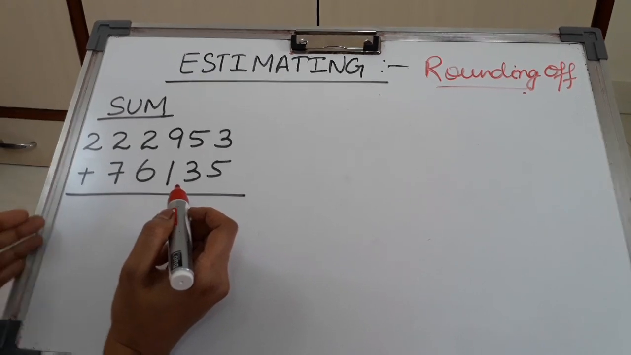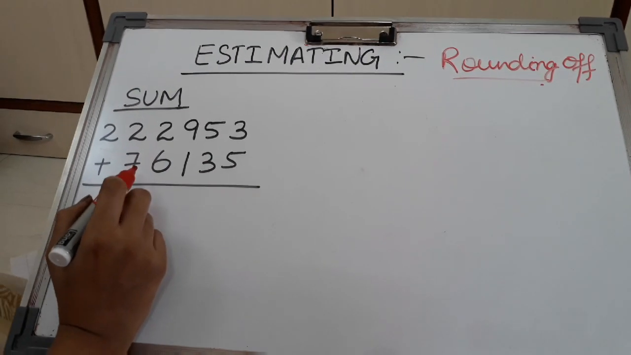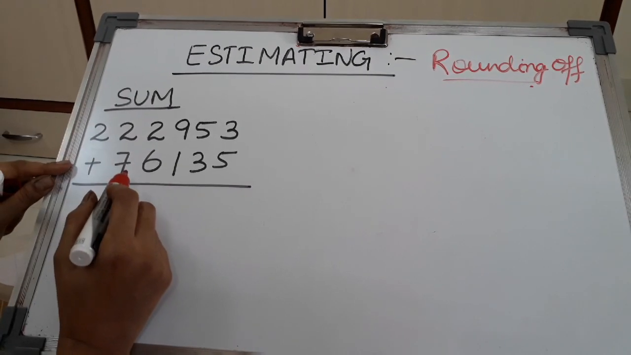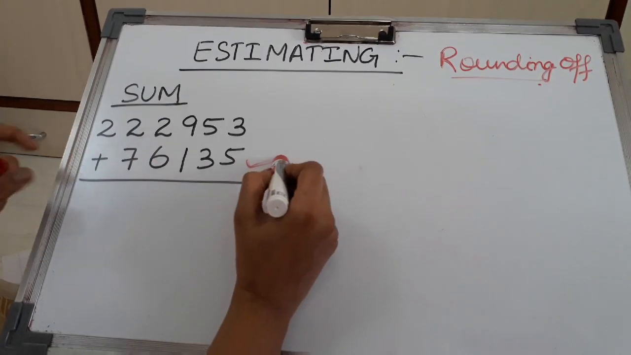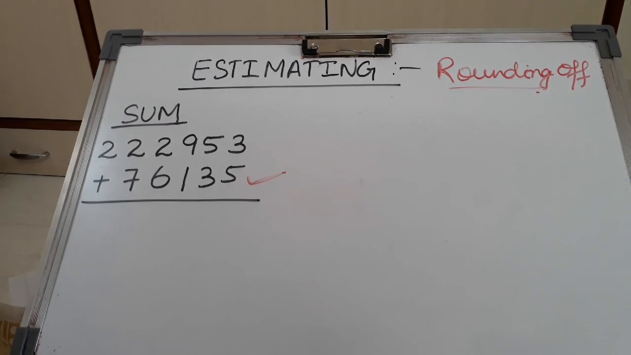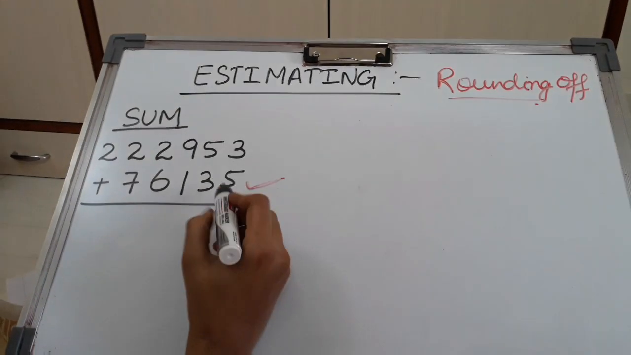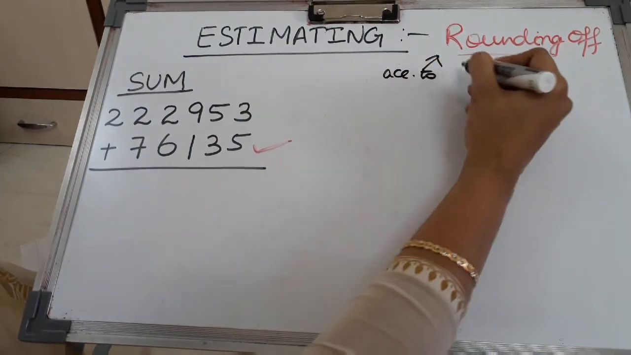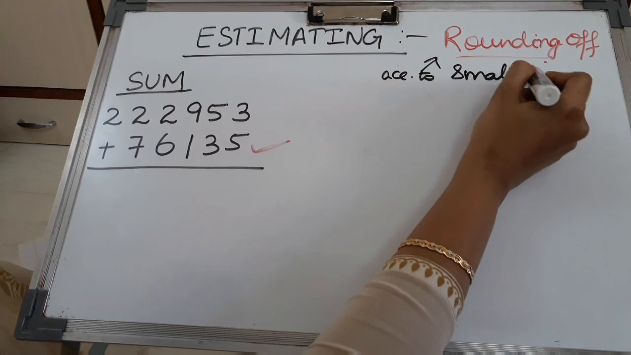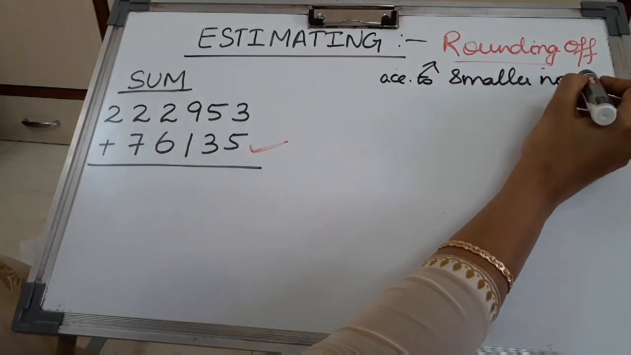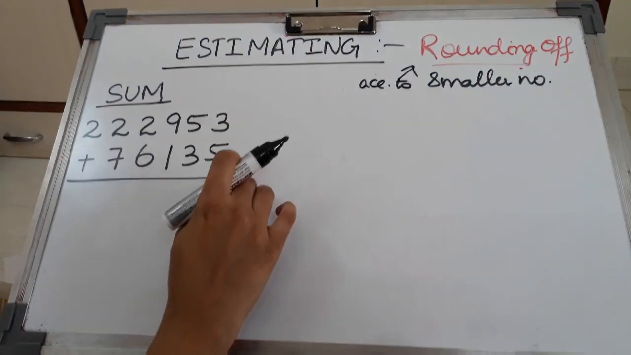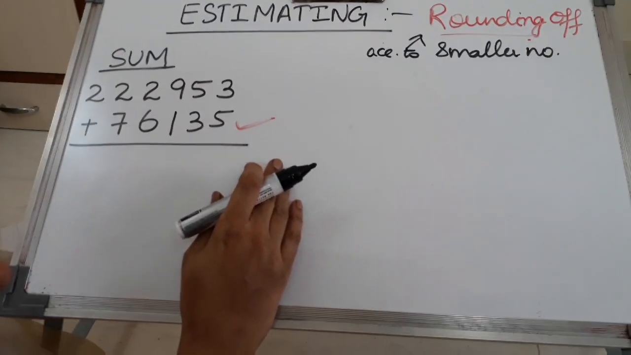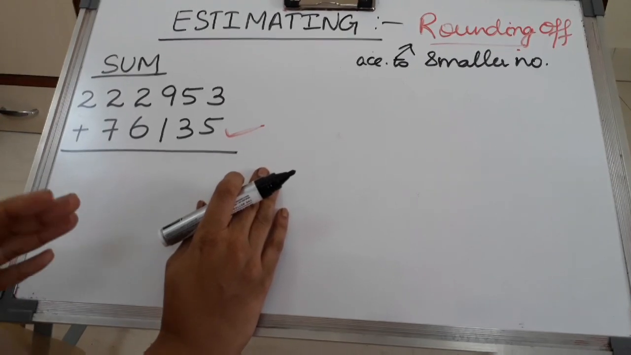Now how will we solve this question? First we will check which is the smaller number of the two. We can see here, this is the smaller number. So we will do the rounding off according to the smaller number. We make the rounding off according to the smallest number in the question. Here there are only 2 numbers, so I am saying smaller. If there are 3 or more, we will look for the smallest number. Accordingly we will round off all the numbers.